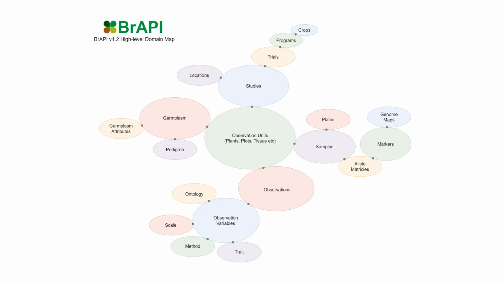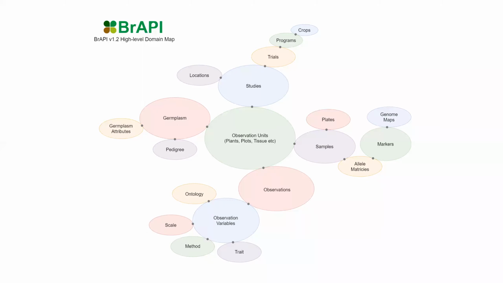Off to the right, I'm going to gloss over a little bit. This is the old model for genomic data. In version 2, we're moving to a GA4GH schema. So this is a little bit outdated, but it still gives the general idea of samples being related to observation units, and having matrices that are a combination of samples and markers.